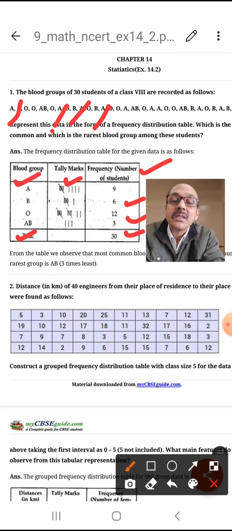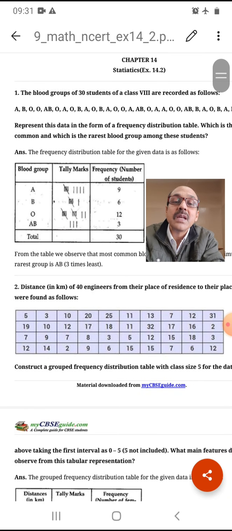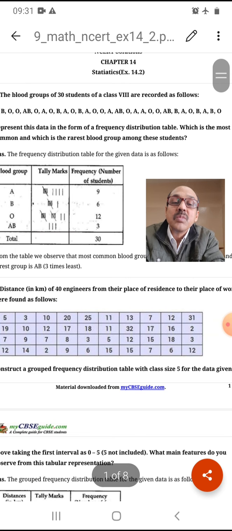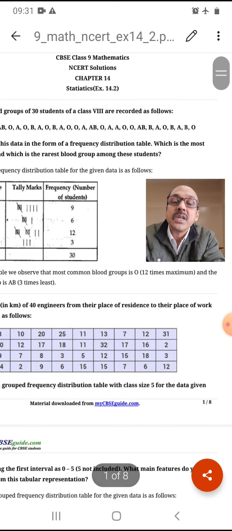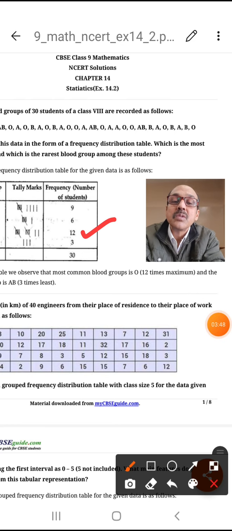Okay, and about the question, which is the most common and which is the rarest blood group among these students? From the table we observe 9, 6, 12, 3. So maximum is 12. 12 is maximum. So most common is 12, maximum, that is O group.